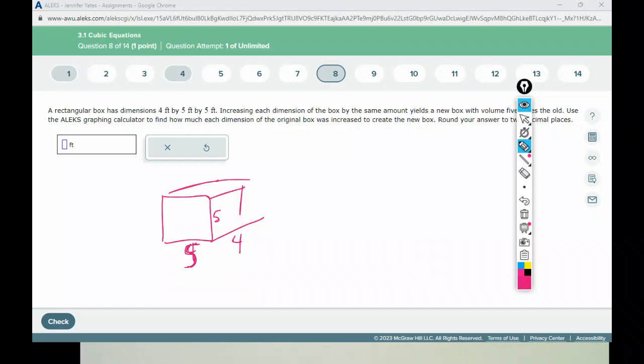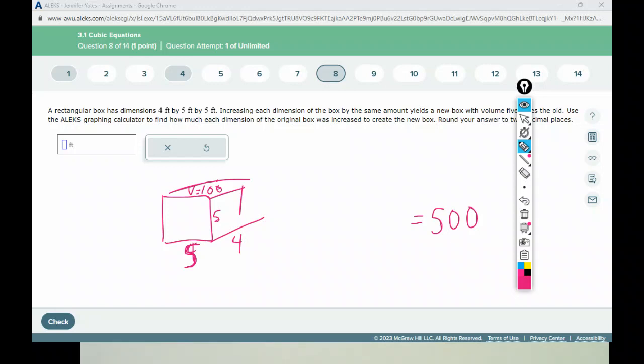How do I figure out the volume of this box? Times them all together? Help me out. 5 times 5 times 4. 100, yeah. Okay, so the volume of this box is 100. So the volume of the new box is what? 5 times as much as that? So my new box is going to be 500. And then we want to increase this box by what? Each dimension by the same amount. Does it tell us the amount? Doesn't tell us the amount, so what are we going to call it?